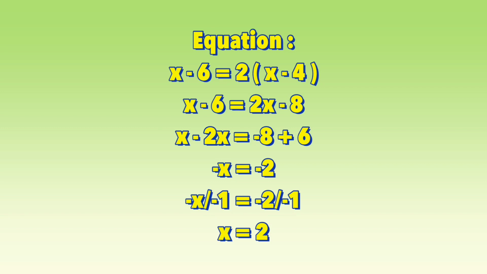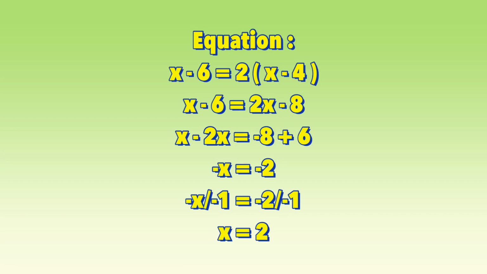And after the equation, we have to solve the equation. We have to copy again the equation. x minus 6 equals 2 times the difference of x and 4. Then x minus 6 equals, we are going to use the distributive property. We have to multiply 2 times x equals 2x. Then 2 times negative 4, we have negative 8.